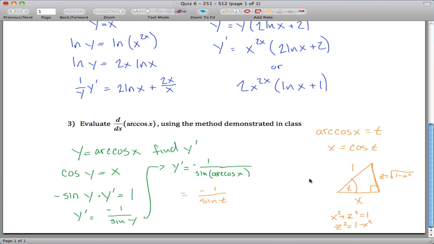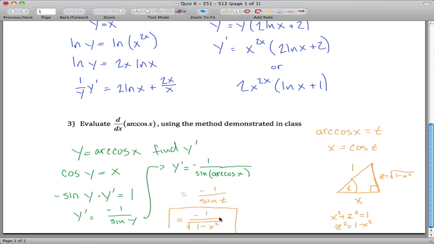So let's see, what are we doing here? Our answer is negative 1 over the sine of t. I can figure out what the sine of t is now that I have this picture. Sine is opposite over hypotenuse. Here's the opposite right here. So this over 1, I get my final answer: negative 1 over the square root of 1 minus x squared.